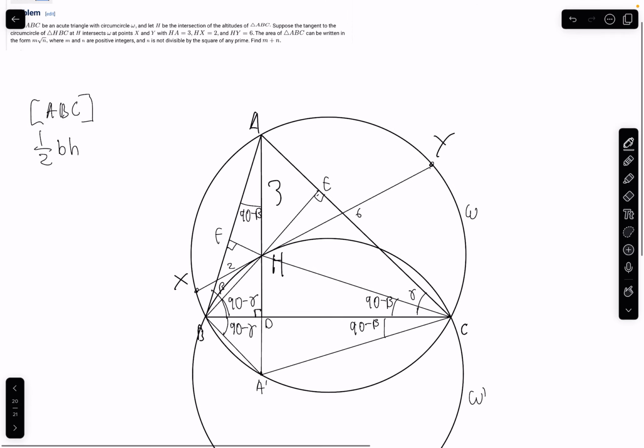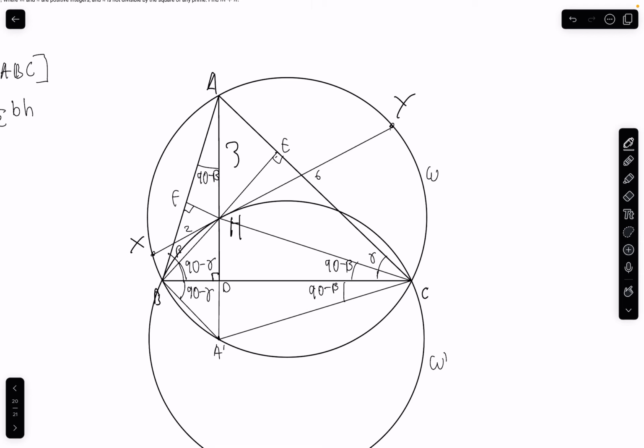Okay, so now let's erase these lines here because they really complicate the diagram and we don't need them for the rest of the problem. So let's remove all of this. What we know that is important is that HD and DA prime have to be congruent because they're both reflections across the line BC. So this is x and this is x, right?